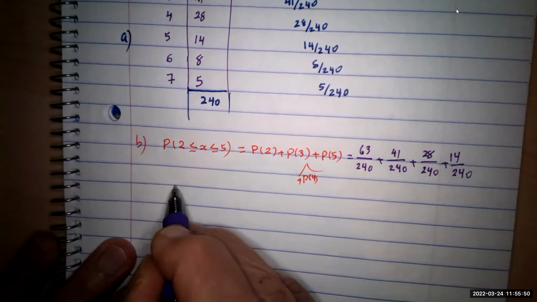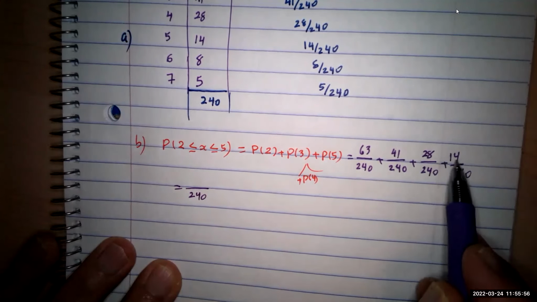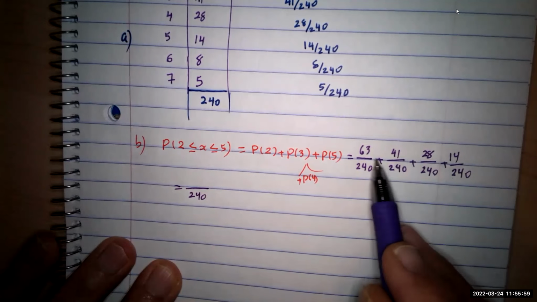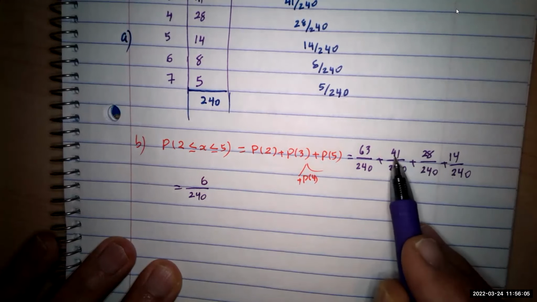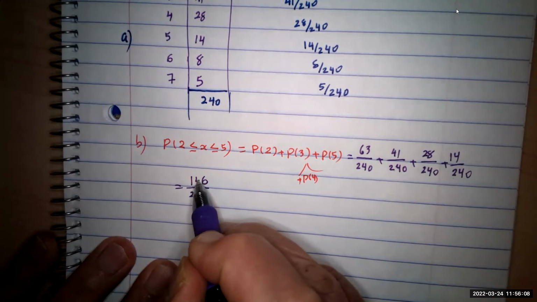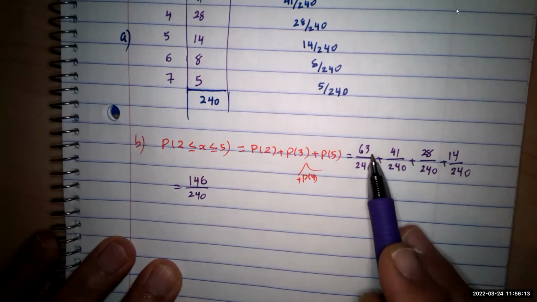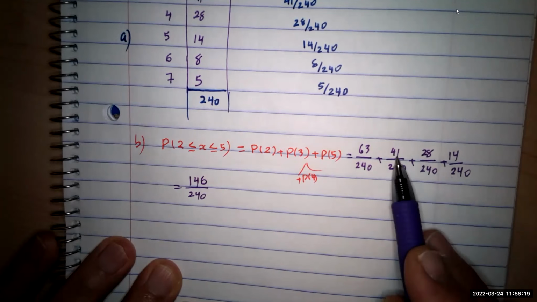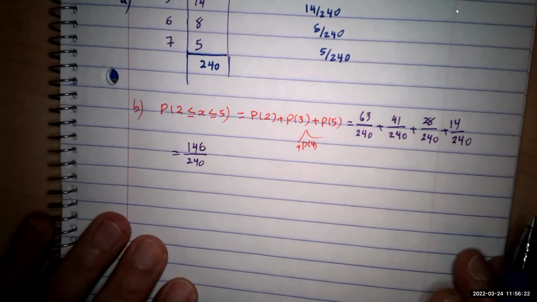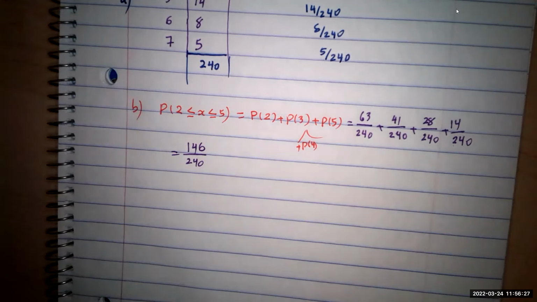Okay, so what's going to be the result is going to be 240 and you add the numbers together. That's going to be 12, 13, and 16. We have 1, 2, 4, 8, 14. It's going to be 146 over 240. Again, you can use your calculator if you are interested in percent, or just leave it as is, but you have to simplify it.